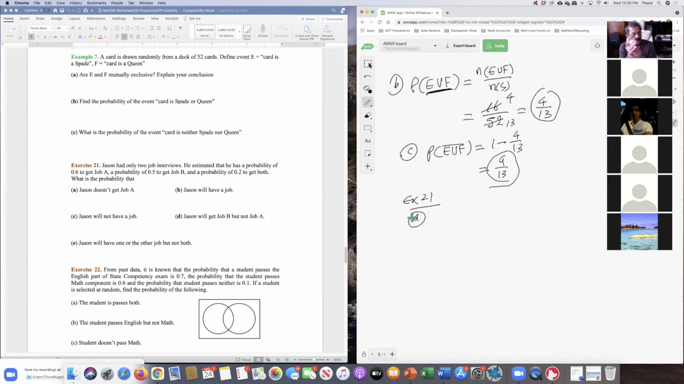Probability for Jason to get job A is 0.6. Probability to get job B is 0.5. Probability for getting both is 0.2. The question right now is, what is the probability that Jason doesn't get job A?